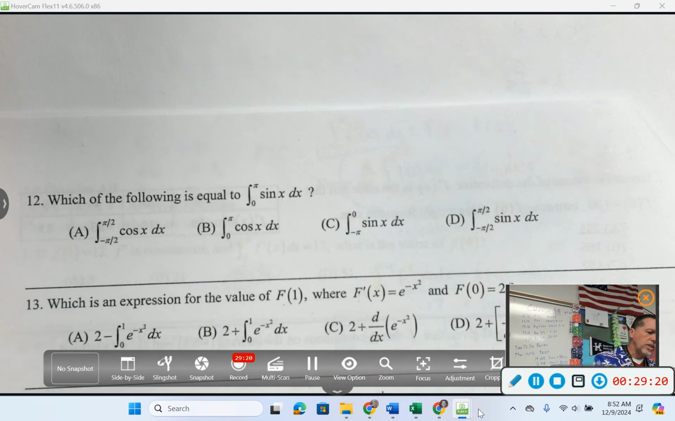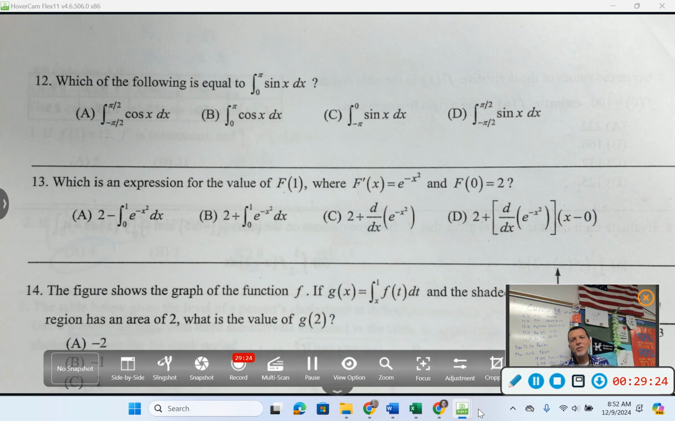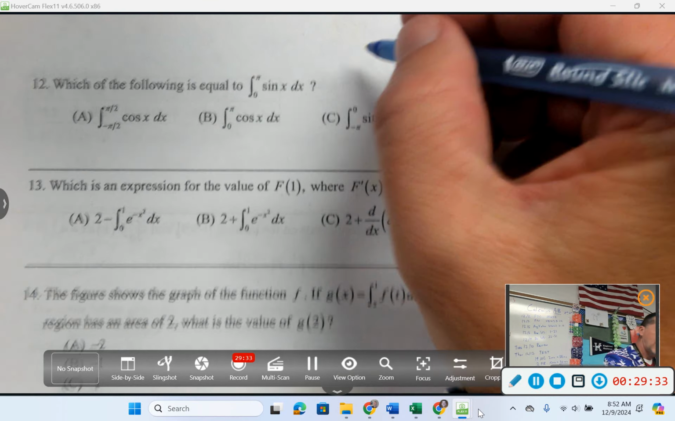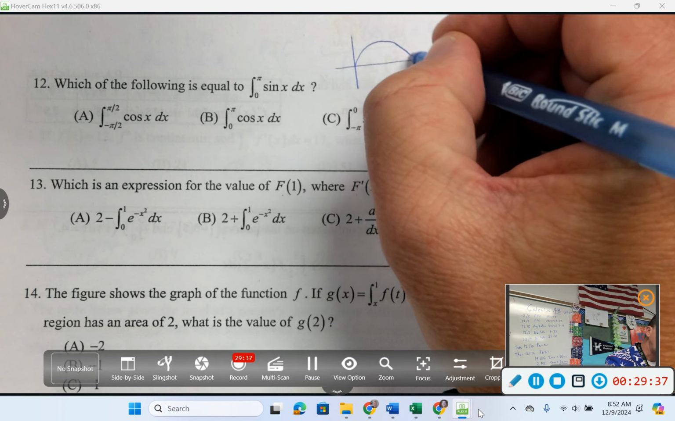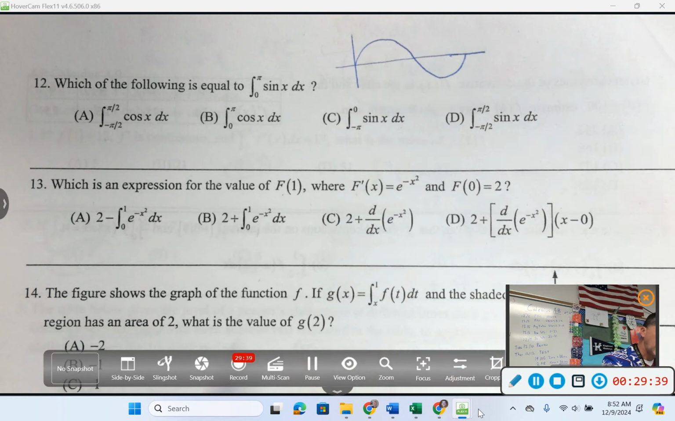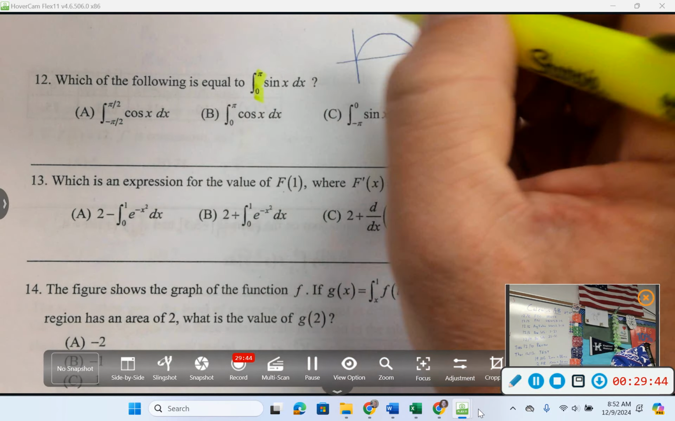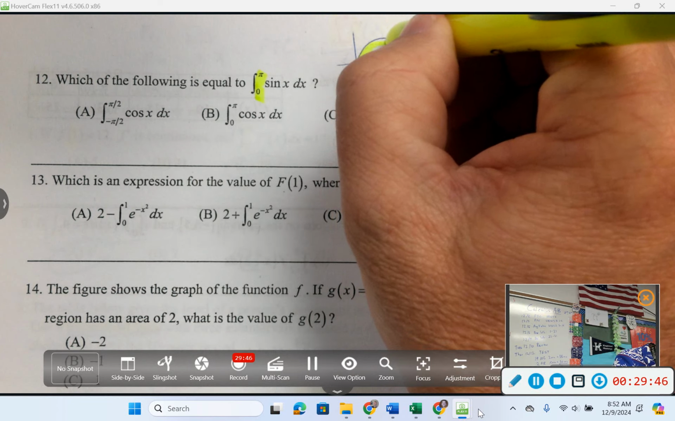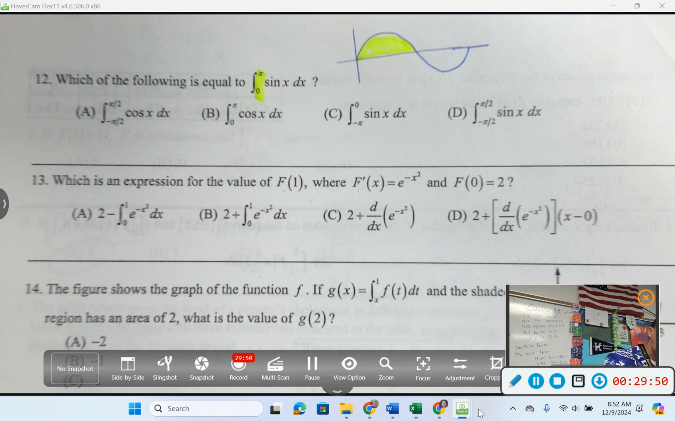Which is equivalent to 12's one where you could go the long way or you could go the short way. The long way would be the antiderivative way. The short way would be the area way. So the graph of sine looks like this, but from 0 to pi means we want the area under that first wave there, that area.